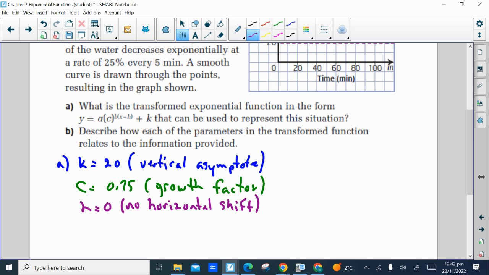So based on those 3 parameters, we can start to at least build our equation. It'll be y equals A. We don't know what A is. We're going to figure that out. C, we said, is 0.75. And we are going to have an exponent here. We do know that h is 0. So it'll just be exponent bx plus 20. That's what we know right now.